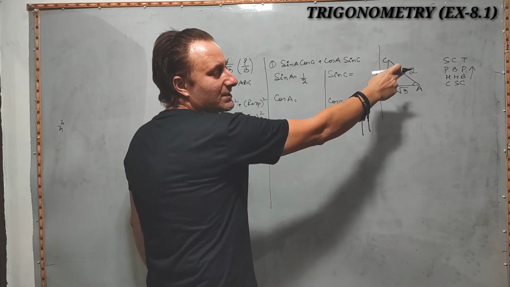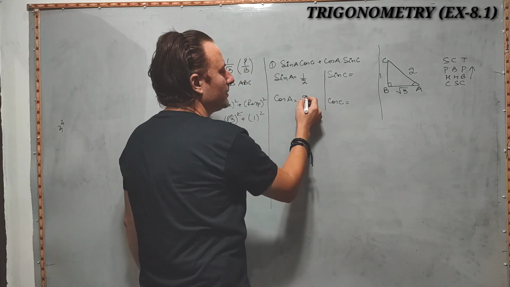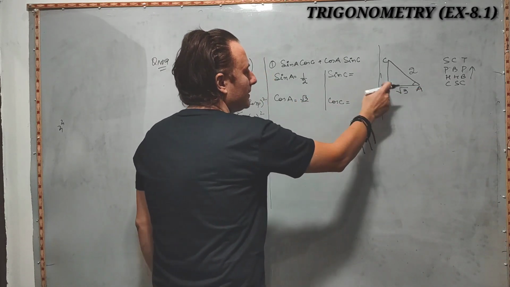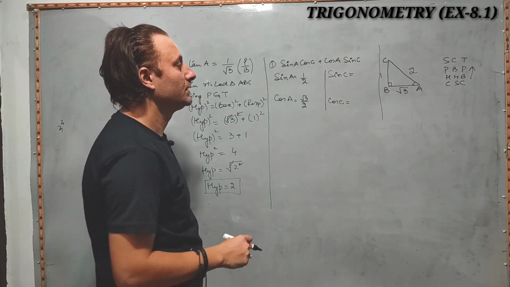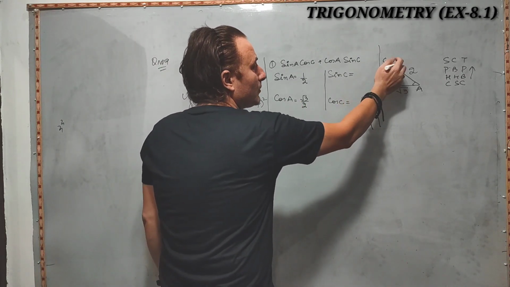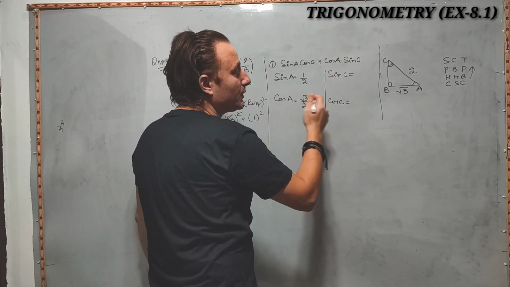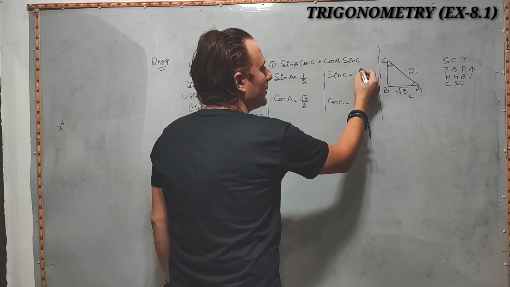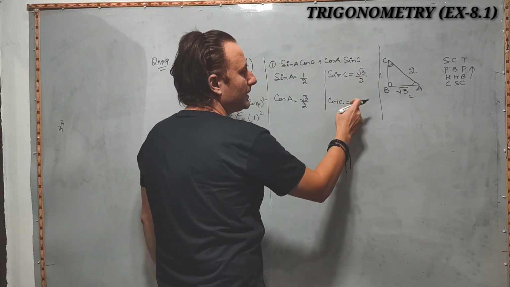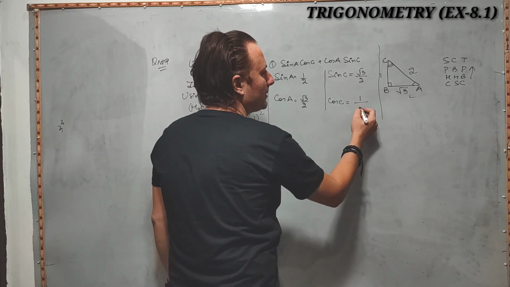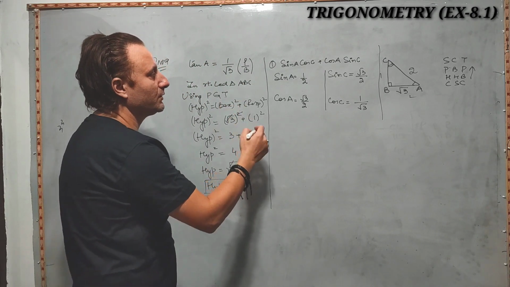Cos A is base upon hypotenuse. So we have base as under root 3 when we are talking about this angle. And then we have hypotenuse, that will be the same, no changes. Now we are talking about this angle because it's C, so sine C, perpendicular, so this is perpendicular, so under root 3 upon hypotenuse will be 2, then cos C, base is 1 upon hypotenuse is under root 3. So let's put the values there.